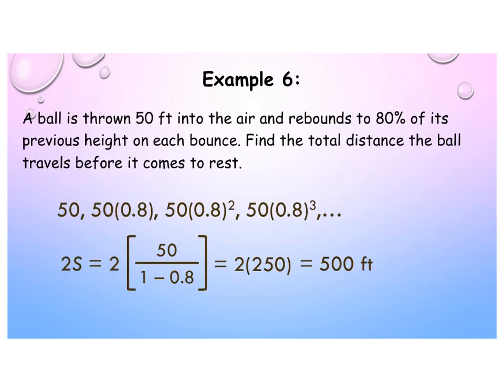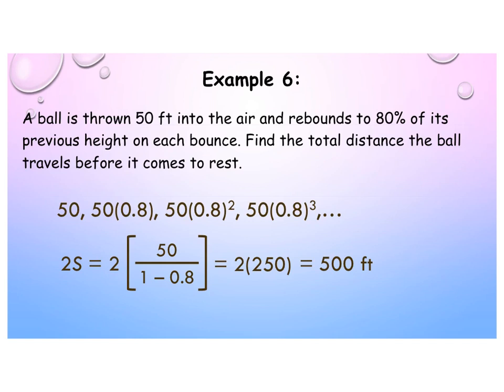All right. A ball is thrown 50 feet into the air and rebounds to 80% of its previous height on each bounce. Find the total distance. So the distance traveled becomes the sum of the geometric series. We talked about the geometric series two classes ago for this situation. Well, we're going to take that, and now we're finding the sum of it. Find the total distance the ball travels before it comes to rest. Okay, so we're just going to look for the sum of the infinite series.